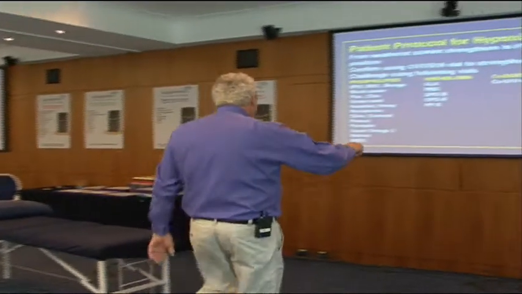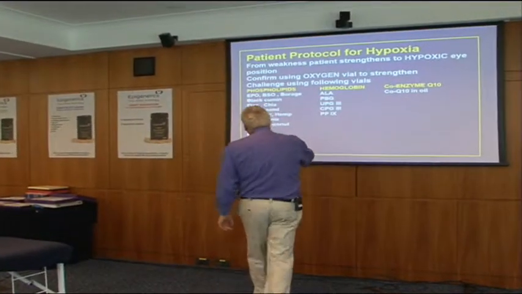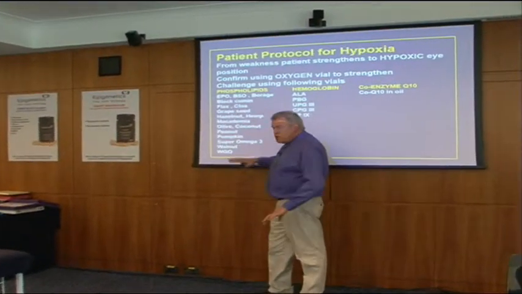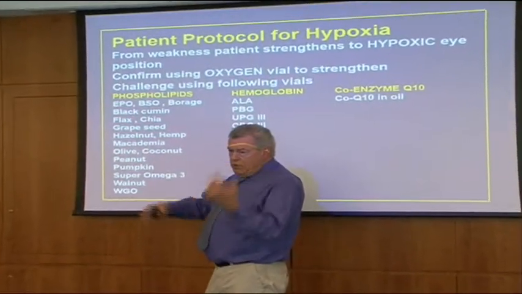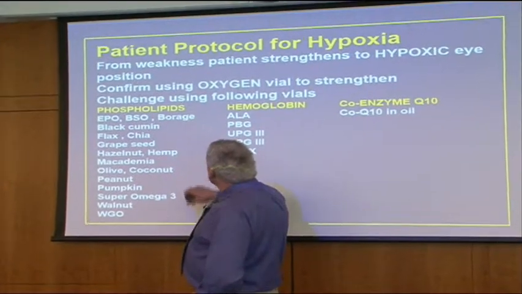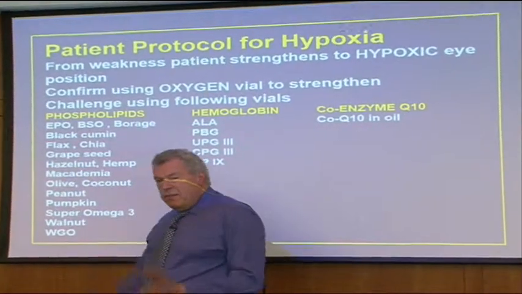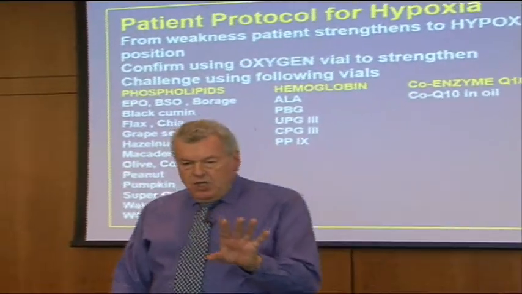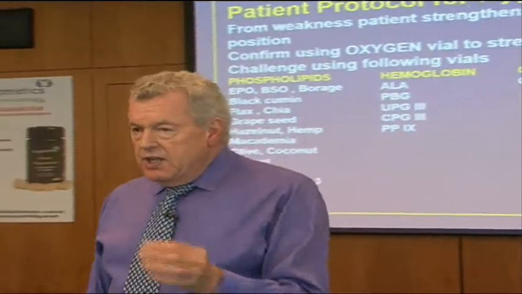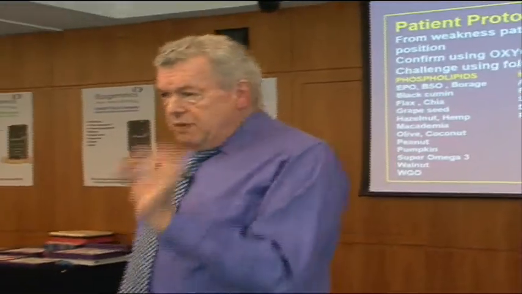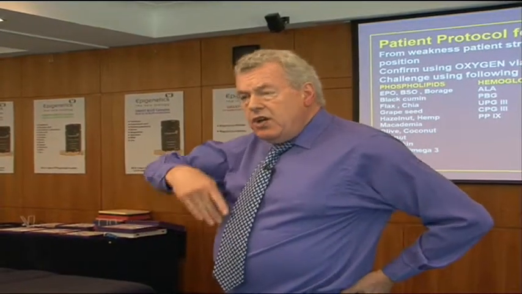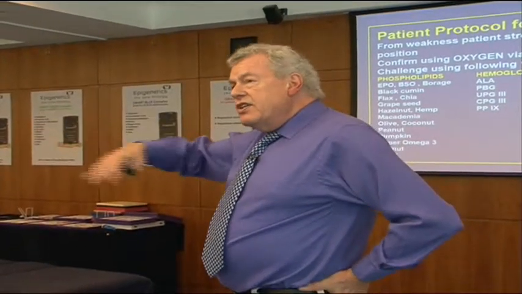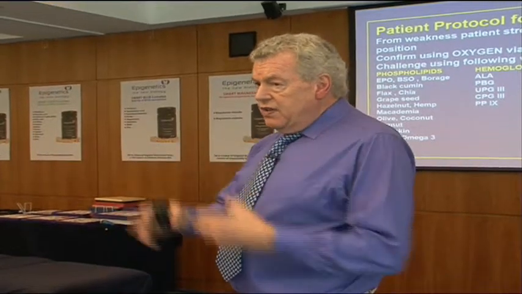Walnut oil and WGO is wheat germ oil, which is really nice because we know that fresh wheat germ oil is a wonderful source of natural vitamin E with all the tocopherols and tocotrienols. So that would be your phospholipid. So if a person who's hypoxic strengthens to phospholipid, we do a marker, which is a composite of phosphatidylcholine, phosphatidylethanolamine, phosphatidylinositol, sphingomyelin, and so on, all the phospholipid structures.